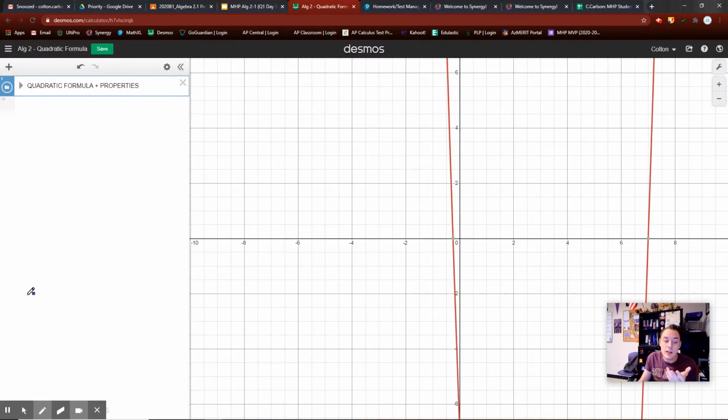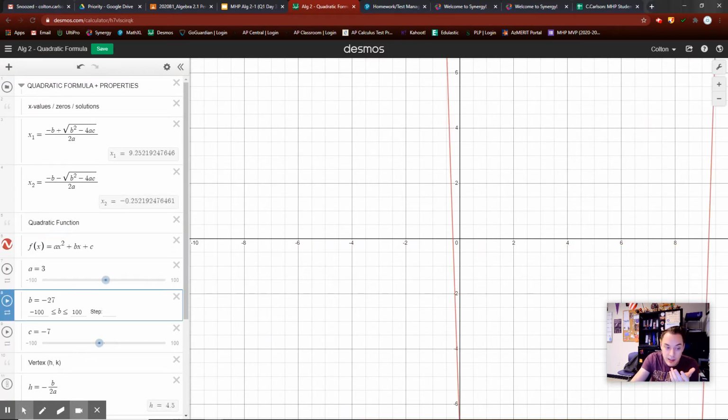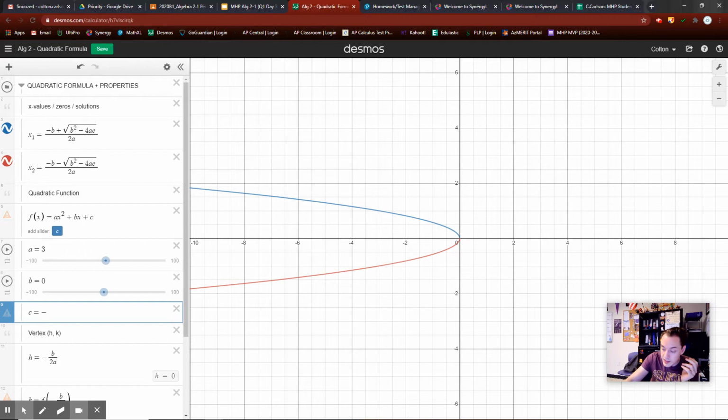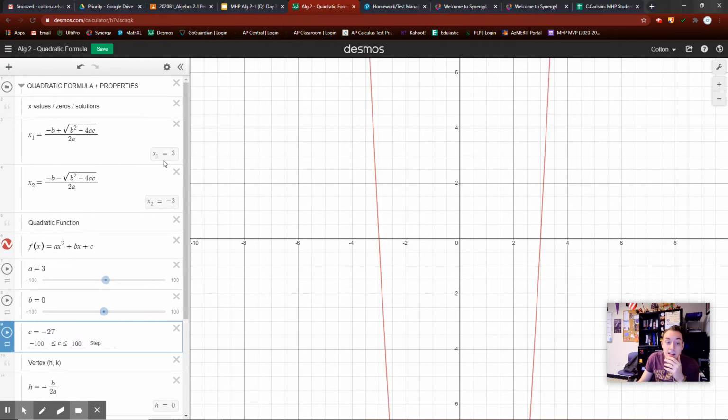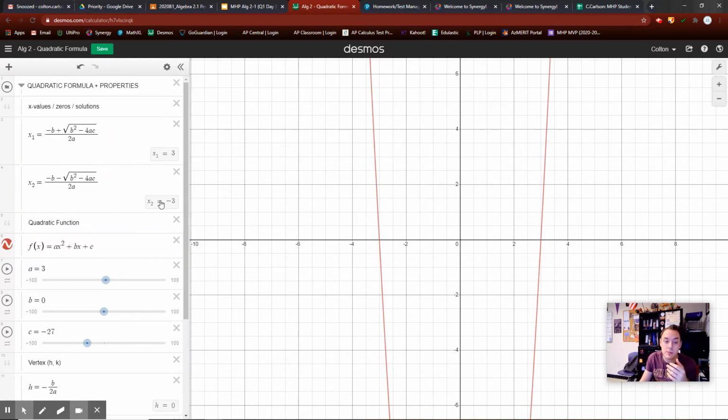So even if I went to Desmos here and I typed in 3 and I typed in 0 here and I typed in negative 27, I would still get these 2 answers. Look at my solutions up here, right? So I would still get those 2 answers and I would still get them on the graph. Okay, but honestly, it's way easier to use the square root property instead of just using Desmos.